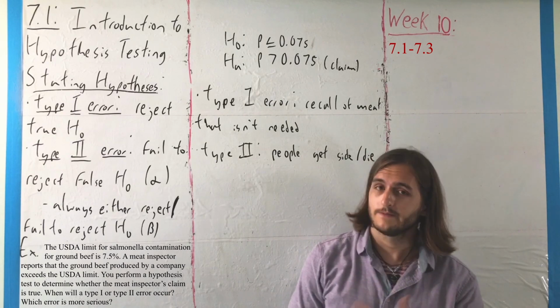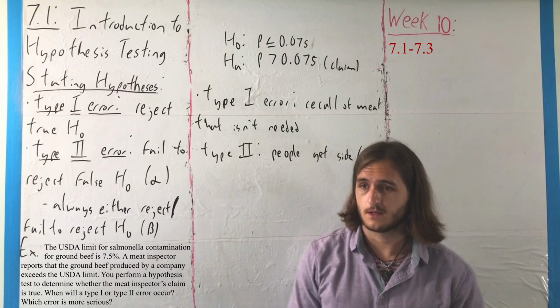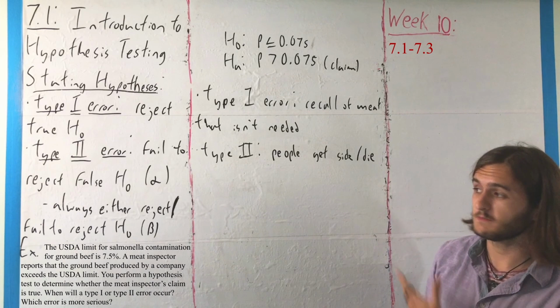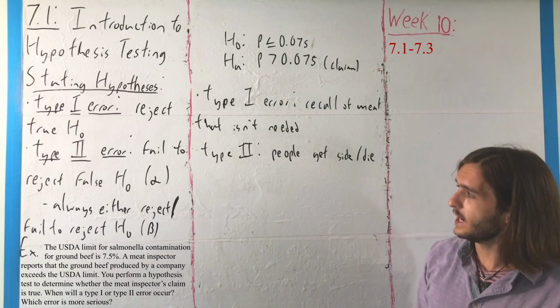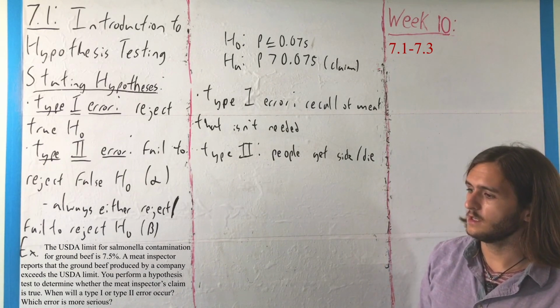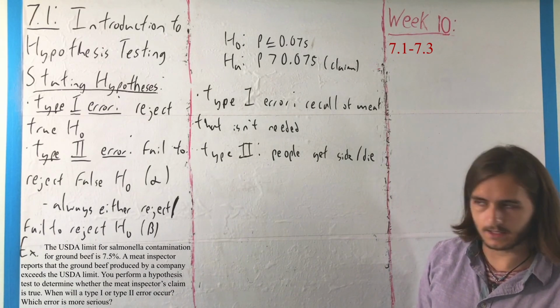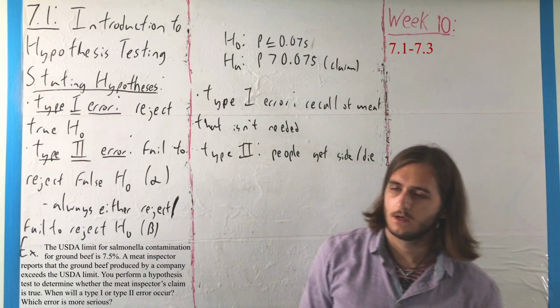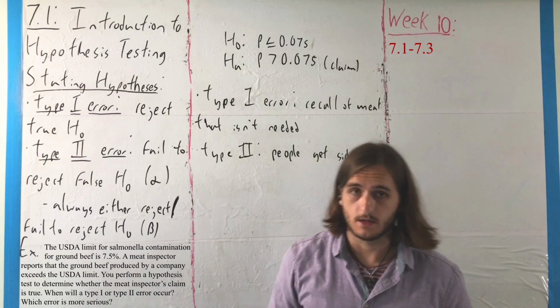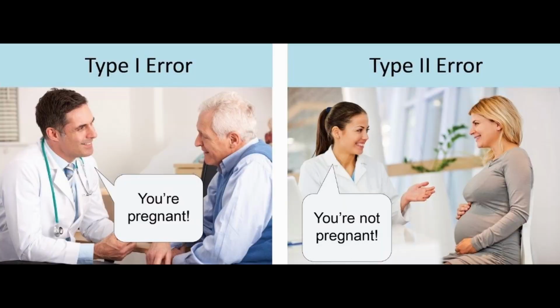But in this case, I guess it would depend on your position, whether you think the type 1 or type 2 error is more serious. Me personally, I think that people getting sick is a bigger concern than the meatpacking industry losing money, but you may have a different opinion. In any case, these are the two things we can look at with these types of errors.